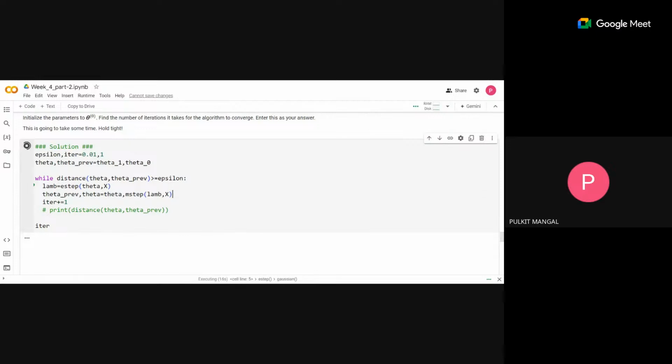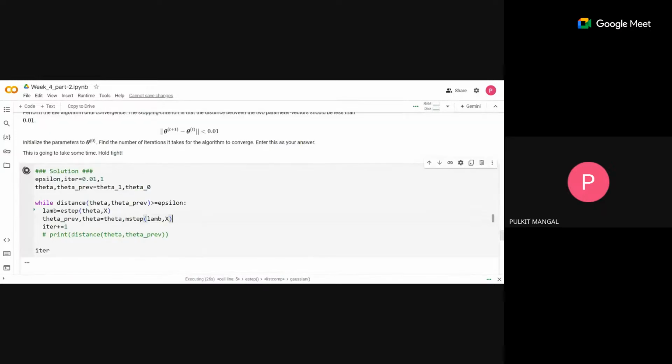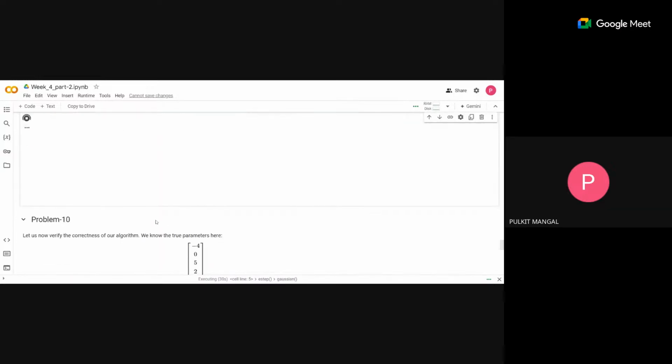Okay, sir, what was the answer for this? I guess 0.10. Yeah, 0.10. Okay, because I accidentally ran this cell, the theta value got updated to the previous one. That's why.